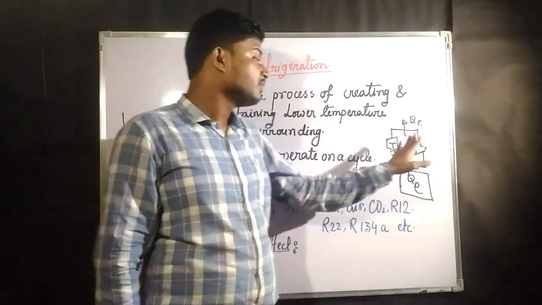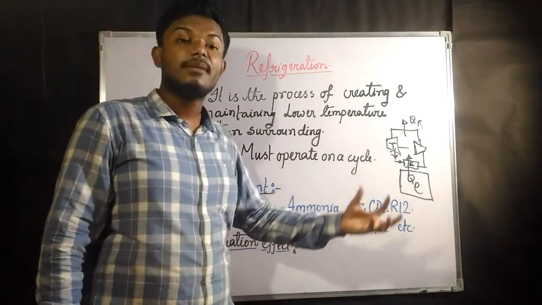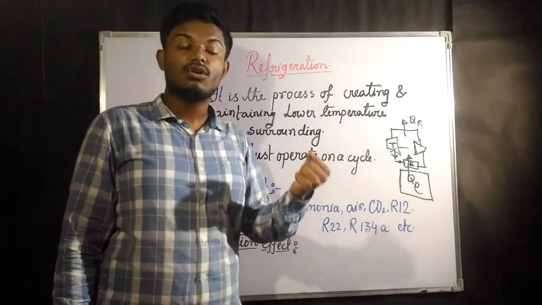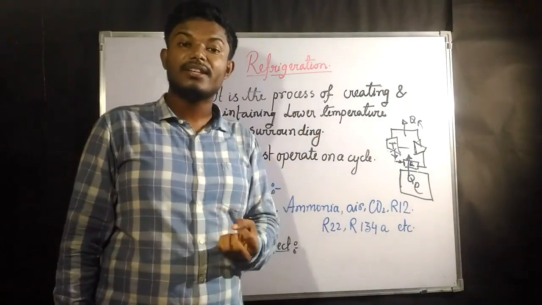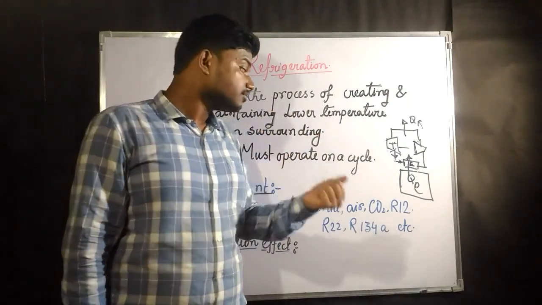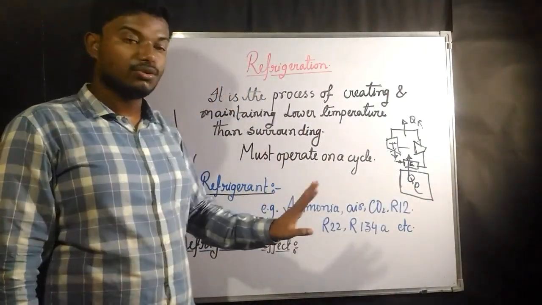the cycle works. So basically, what is a refrigerant? A refrigerant is a substance which helps us to maintain or create a temperature lower than the atmospheric temperature, or a temperature which is required. So for this reason, refrigerant is used.